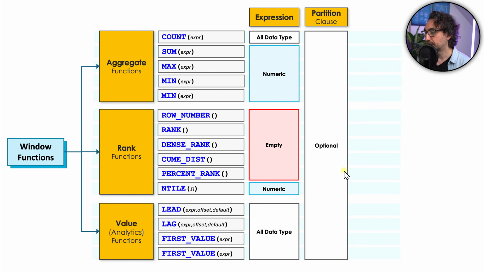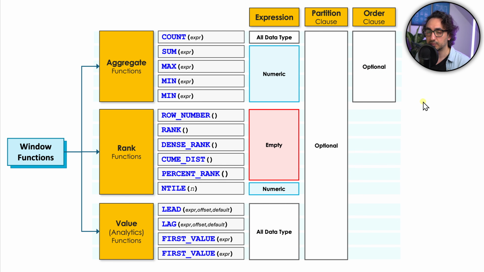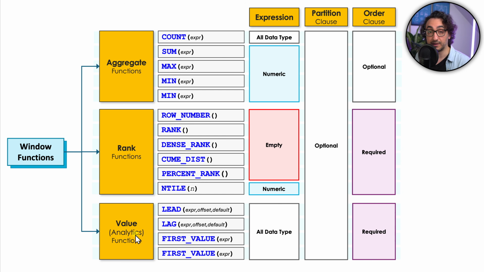So by just checking the overview over here, for the aggregate functions, it is optional. So you could just leave it or add it. But for the rank functions and as well for the value functions, it is a must. So if you want to use those functions, you must use the order by clause, because it makes no sense, for example, to rank the data without sorting your data first.